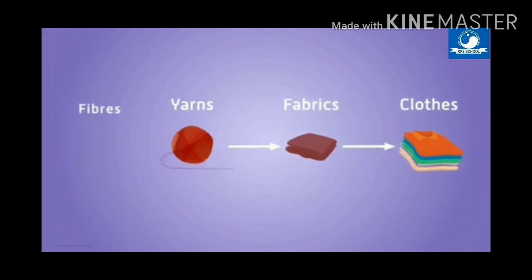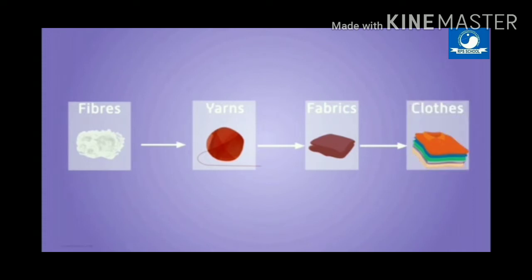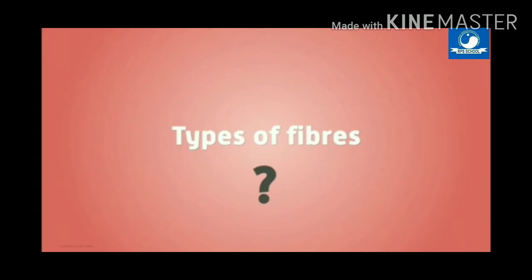So, fibers are the threads which are used to make long and continuous usable threads called yarns. These yarns are then woven into fabrics which are used to make clothes. Simple, isn't it? So, in order to learn about fabrics, we need to understand the types of fibers. What do we mean by the types of fibers?